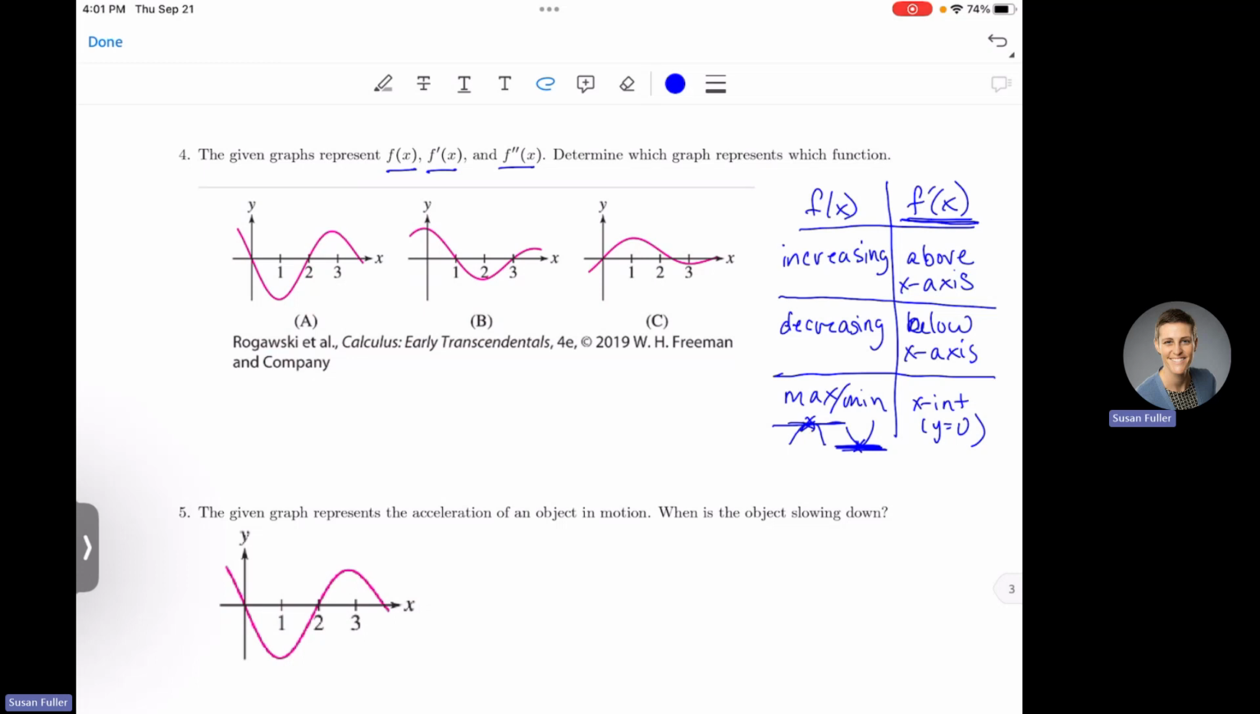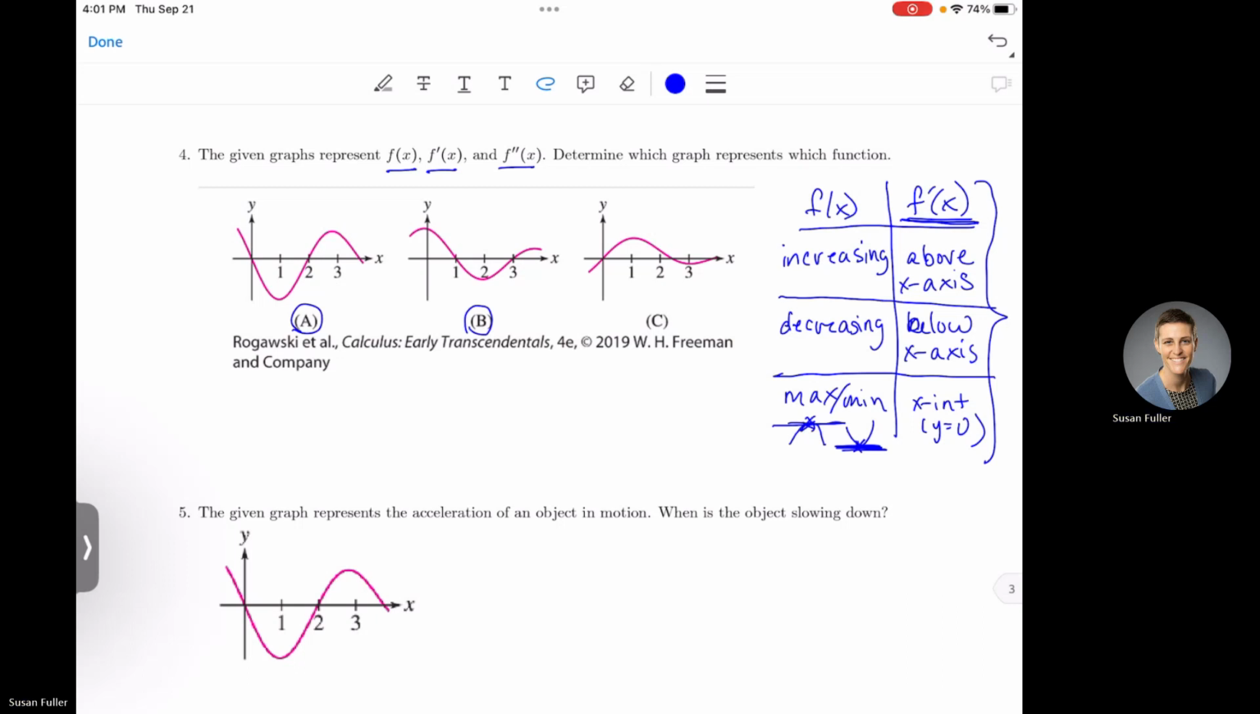Okay, so we have to figure out the connections between these. So we're just going to start looking at a couple of these graphs and see if we can start making these connections to say that one is the derivative of the other, or if we can definitively say that one of them is not the derivative of the other. So let's start, how about with A and B? Let's just start looking at these two.